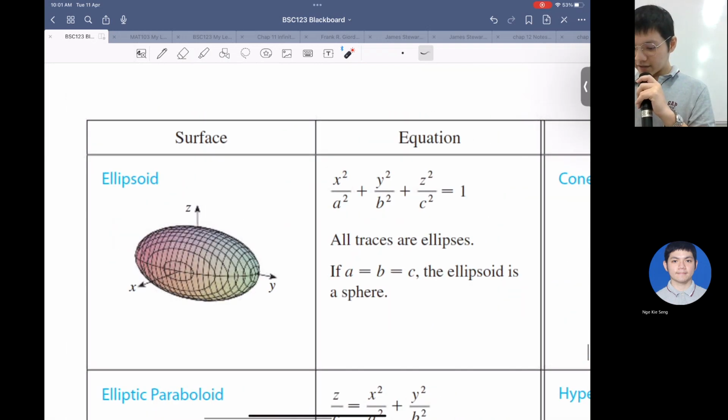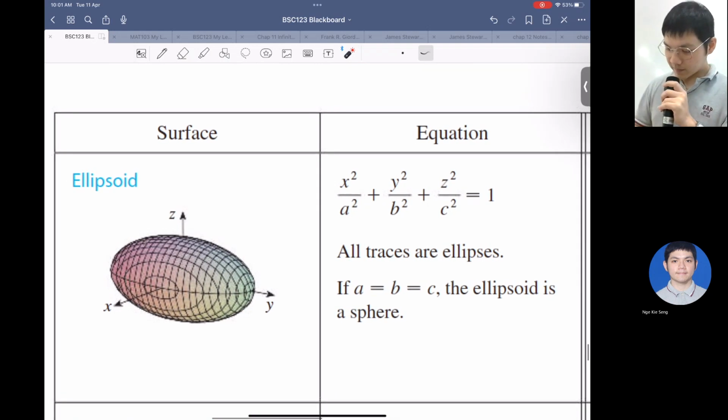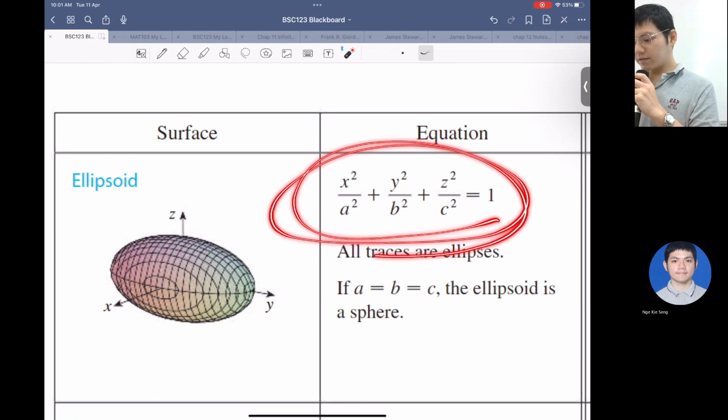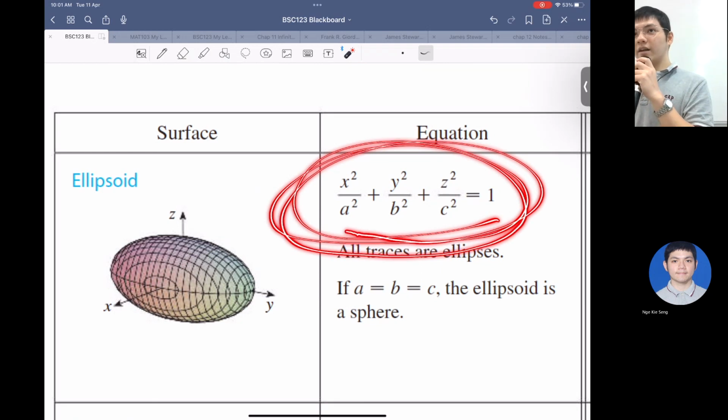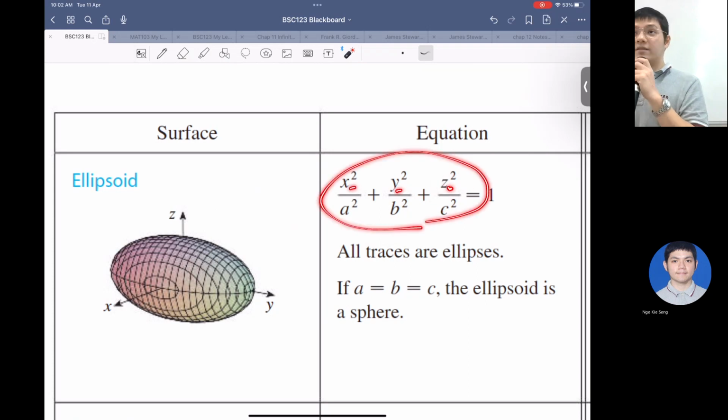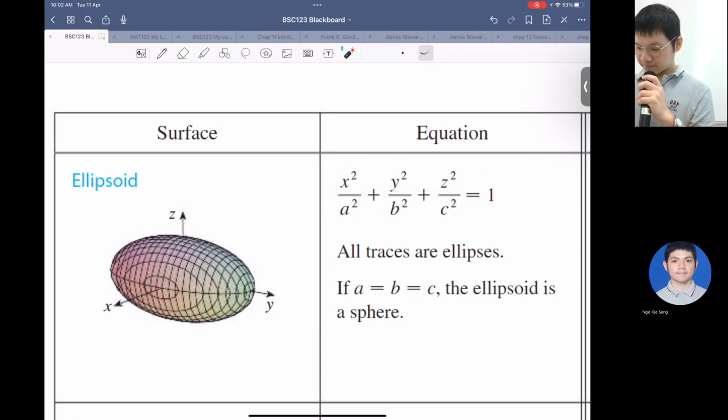First is this ellipsoid. You can see that this part here is really similar to an ellipse if you get rid of the third variable. And if you fix any of x, y, or z, it is really just an ellipse.